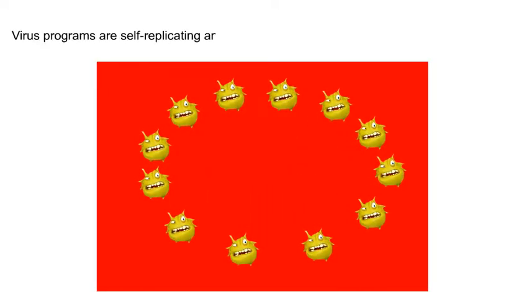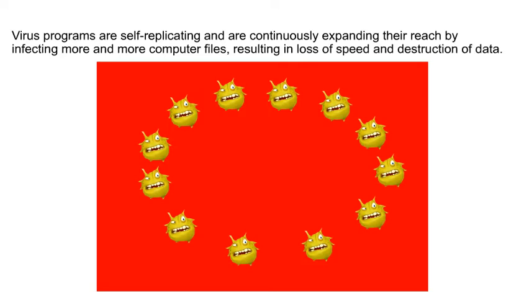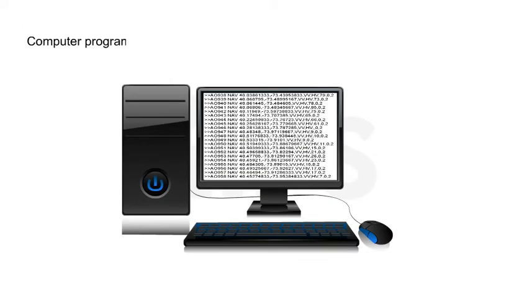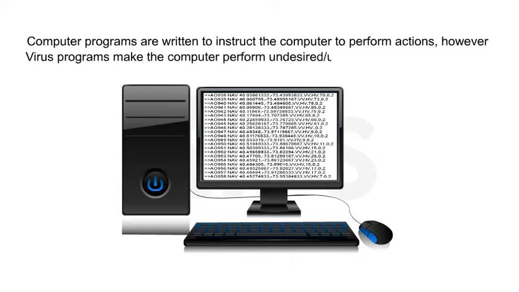Virus programs are self-replicating and are continuously expanding their reach by infecting more and more computer files, resulting in loss of speed and destruction of data. Computer programs are written to instruct the computer to perform actions. However, virus programs make the computer perform undesired or unscheduled tasks.